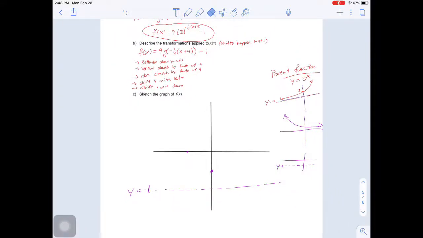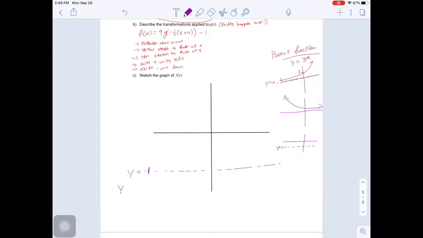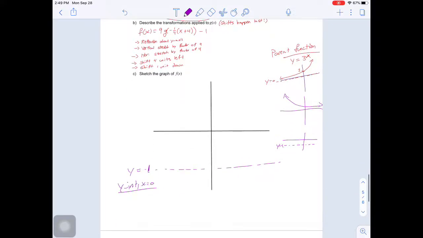Okay, and it might not be here. I'm going to guess that it might be here, but all I know is it's going to be above this horizontal asymptote. This x-intercept could be anywhere here, really. So let's just figure out what this looks like. So let's find the y-intercept, so when x equals 0. So let's plug in 0 for x.